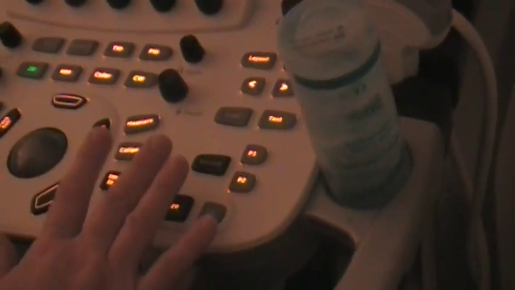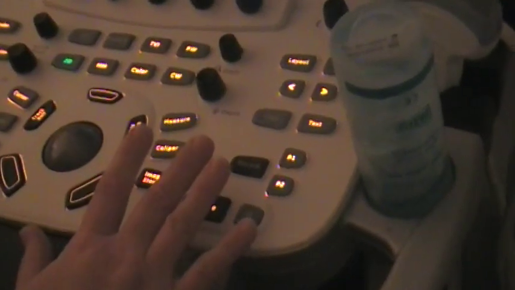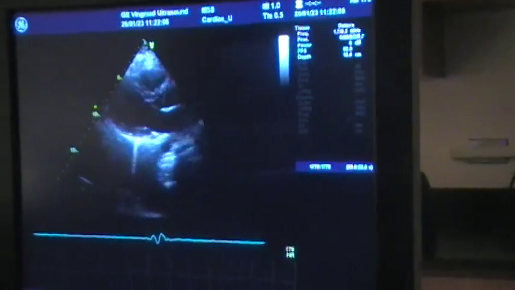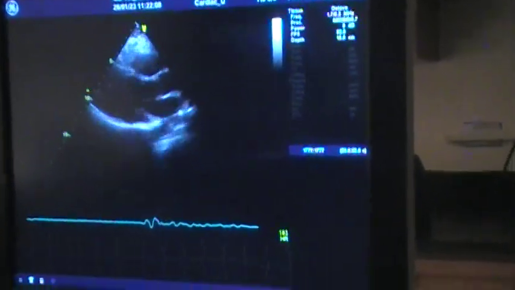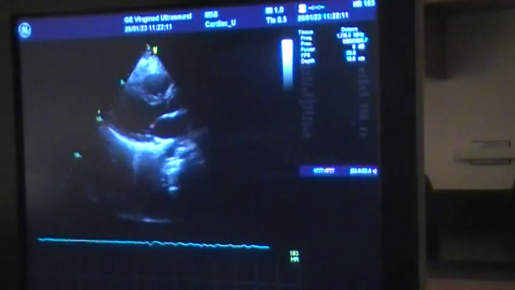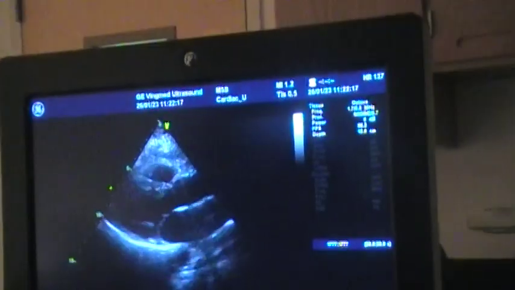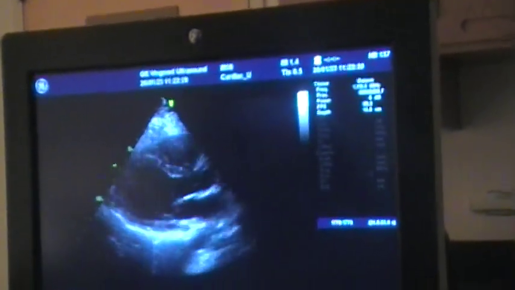So you would hit image store, and it's going to store a clip. Usually it's based on your EKG, and it'll store 3 heartbeats. If you don't have an EKG hooked up, it'll do a certain number of seconds. So that's the first image. So you just image store. I have to put in a name or it won't do it. So let me do that real quick. And that way I can actually take pictures for you guys.